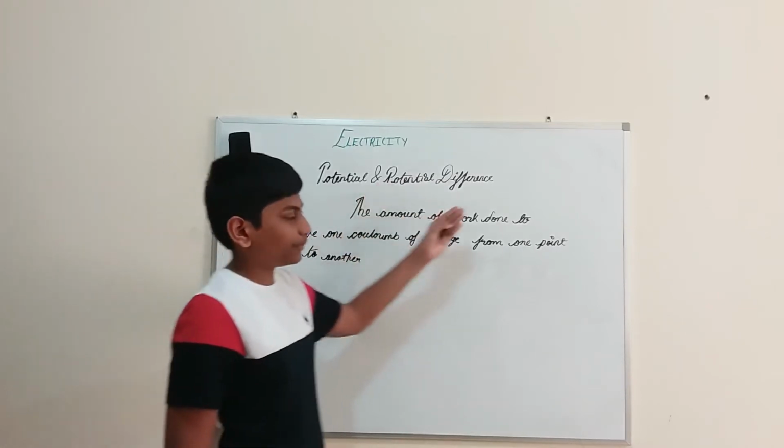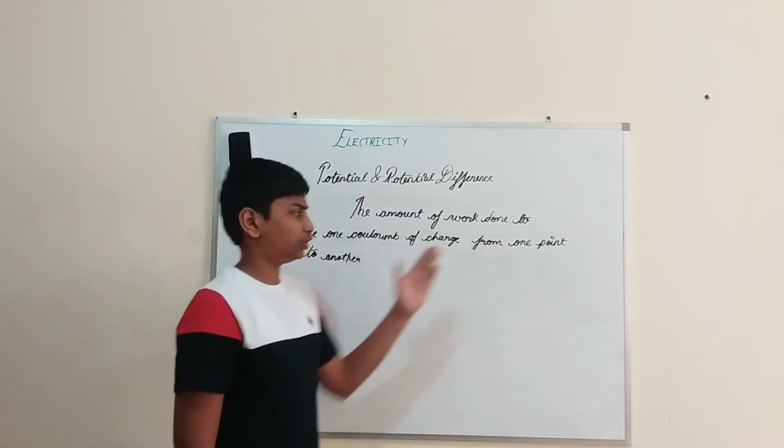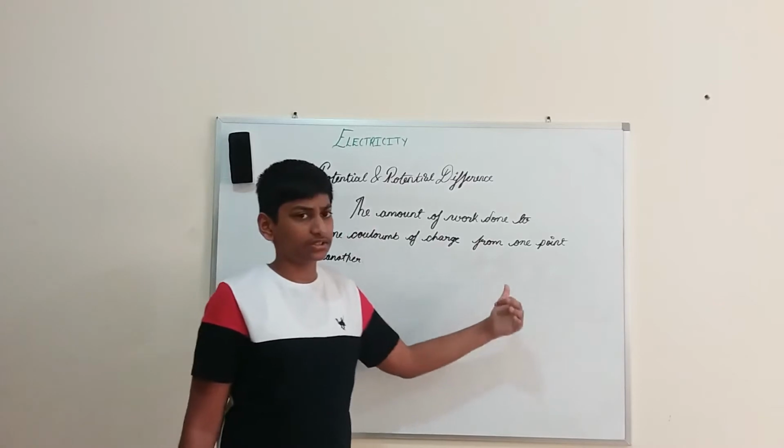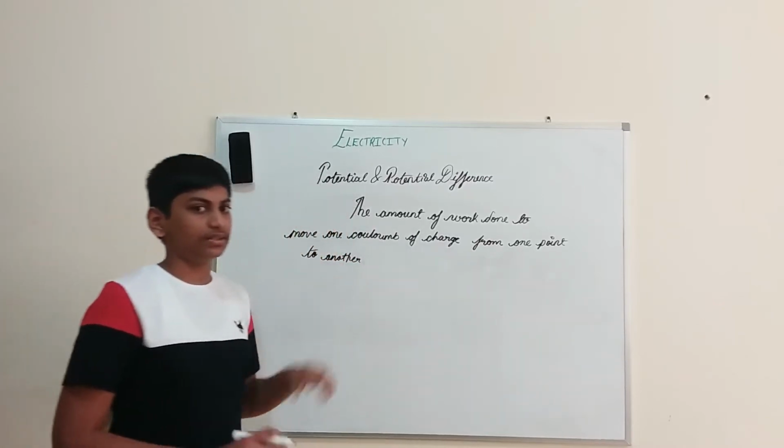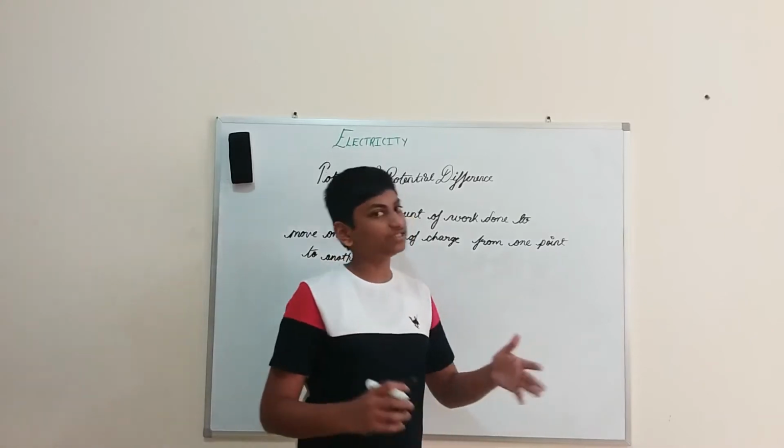So potential and potential difference is nothing but the amount of work done to move one coulomb of charge from one point to another. Okay, so now we have this. Now what we should do, we should just derive its formula.